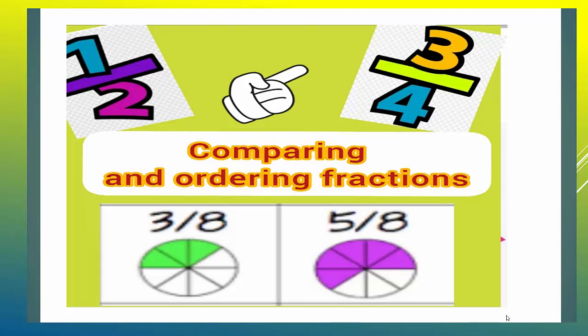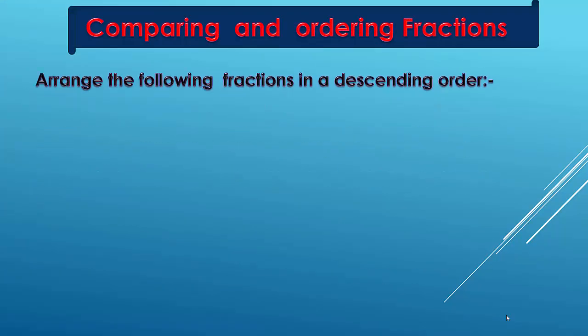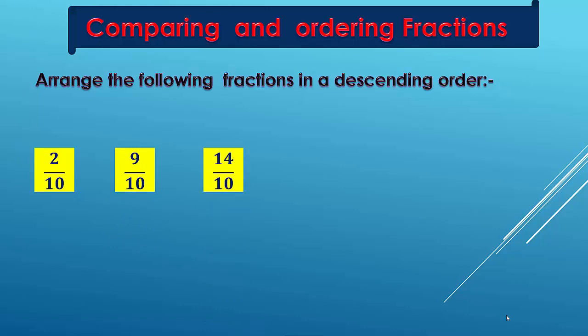Let's start. Here, my students, I will compare and order fractions. First question: arrange the following fractions in descending order. Here I have 2 over 10, 9 over 10, 14 over 10, and 0.5 or 5/10, and 7 over 10.